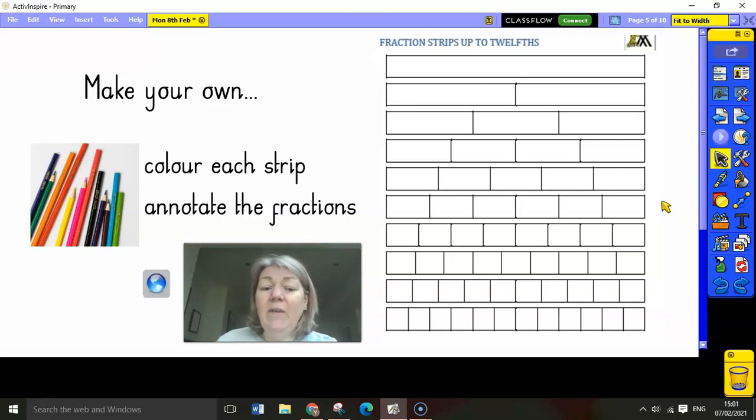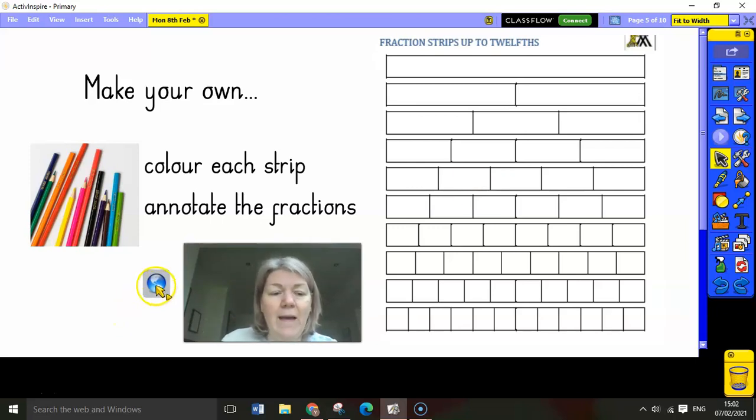Don't worry if you can't print it off the Google Drive. It is quite important that you do print this today, if you can, because we need to make sure that everything's equal and everything's the right size. So it is quite difficult for you to construct your own fraction wall.